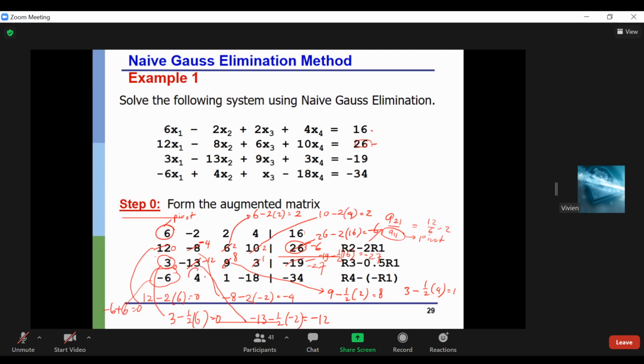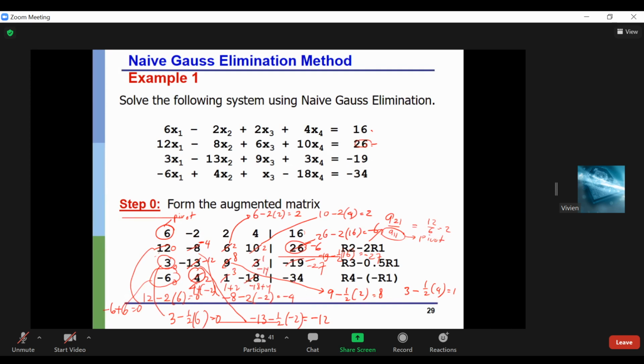Now this one will be 4 plus the value for the first row. So that will be minus 2. So that will be 2. Yeah, that is 0, 2. And this one will be 1 plus 2. So that will be 3. And this one will be minus 18 plus 4. So that will be minus 14.